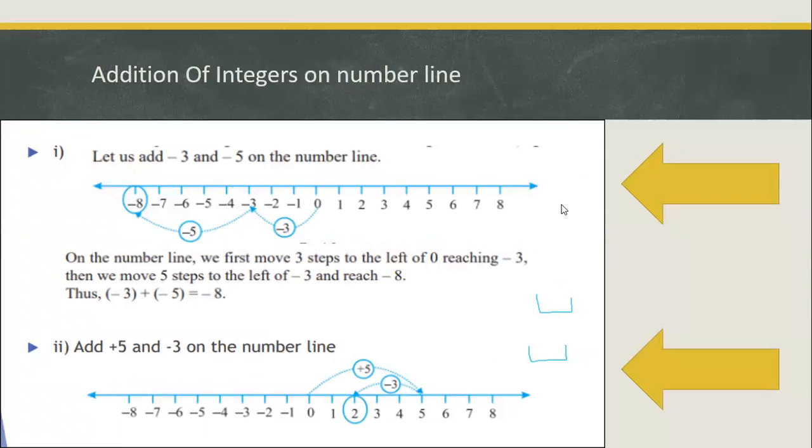Addition of integers on the number line. Let us add minus 3 and minus 5 on the number line. We first move 3 steps to the left of 0, reaching minus 3, and then we move 5 steps to the left of minus 3 and reach minus 8. Thus, minus 3 plus minus 5 is equal to minus 8. Try to add plus 5 and minus 3 on the number line at your home.